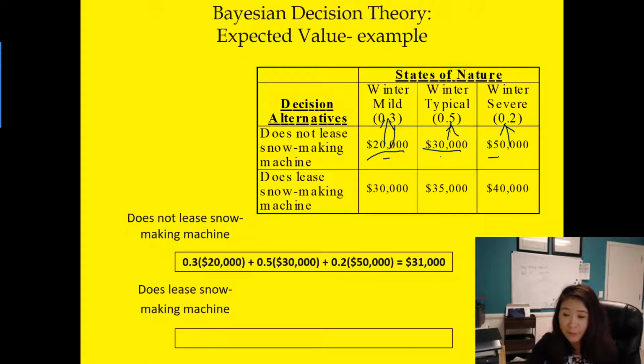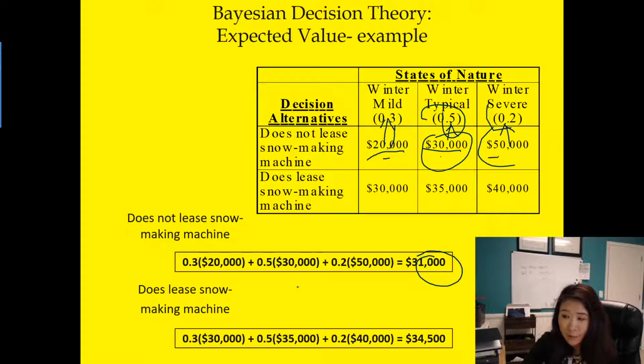So let's look at the answer. This is the expected value for not leasing the snowmaking machine: 30% times 20,000, 50% times 30,000, 20% times 50,000, and add them together, you get $31,000. That is the expected value for not leasing the snowmaking machine. Now how about leasing? There's a 30% chance of $30,000, 15% chance of $35,000, 20% chance of $40,000, and then you add all the products together, you get $34,500.